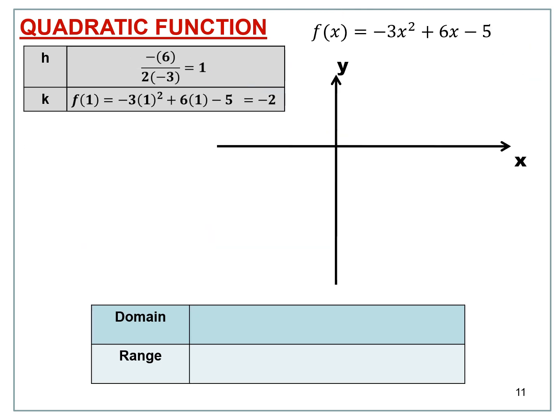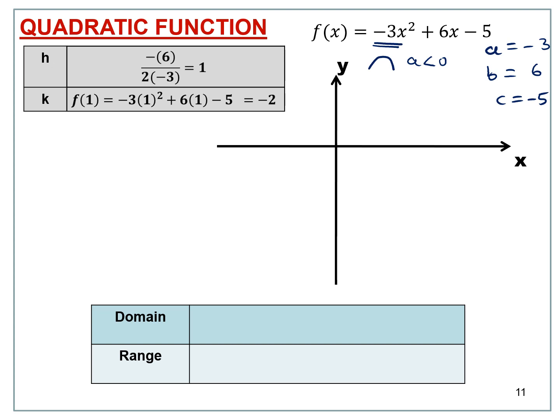Okay, for this example, f(x) equals negative 3x squared plus 6x minus 5. So we see that this has a maximum value, which is a less than 0. Alright, so take out a is negative 3, b is 6, c is negative 5.